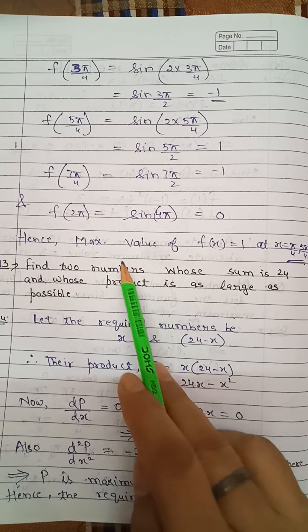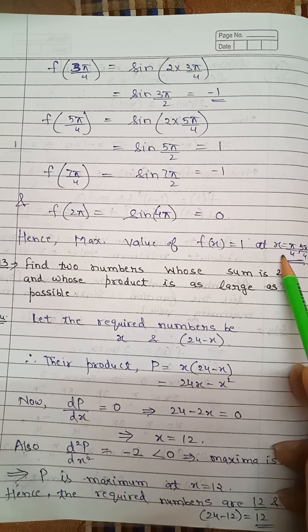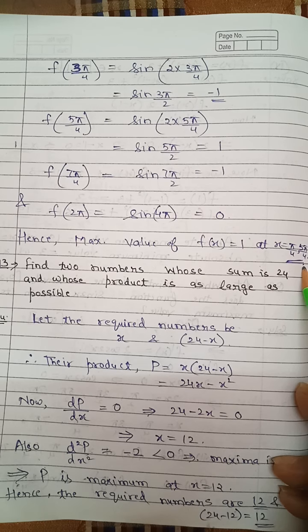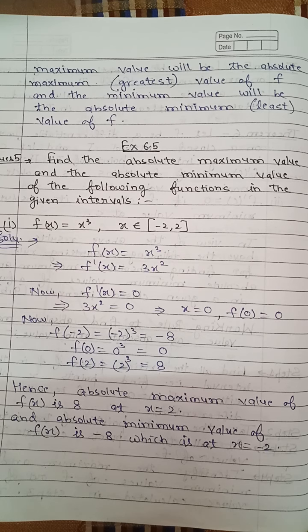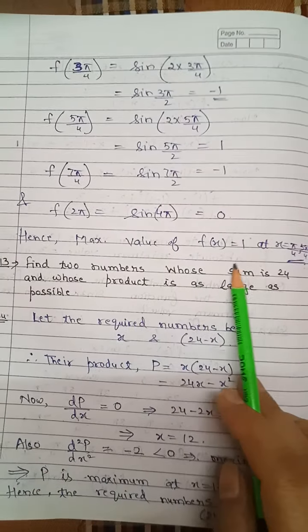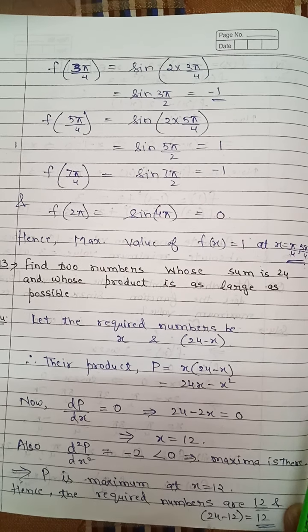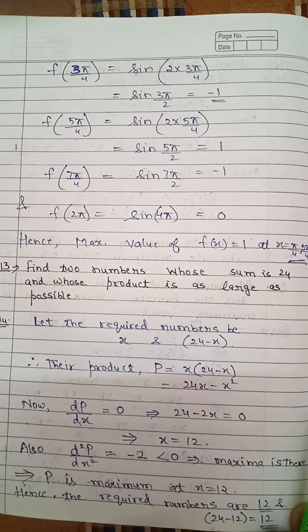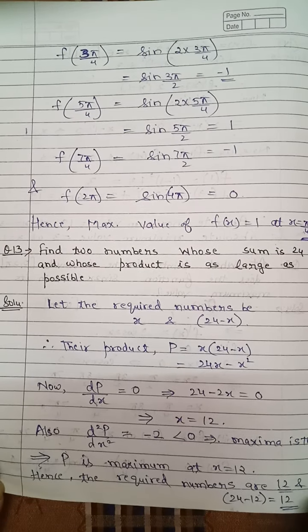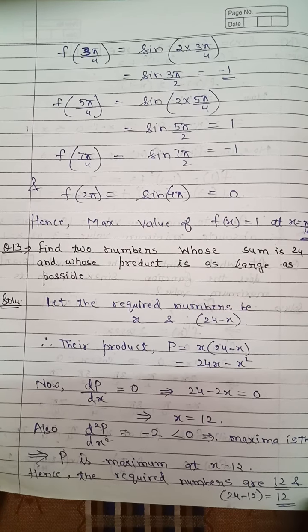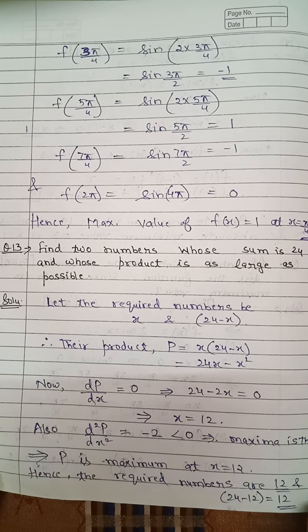So the maximum value of f(x) will be 1 at x is equal to pi by 4 and 5 pi by 4. We were only asked for the maximum value, so we are showing here only maximum value. So no need to show the minimum value when it is not asked. Let's see question number 13. You have to finish till question number 14. Remaining we will be discussing in the next video.